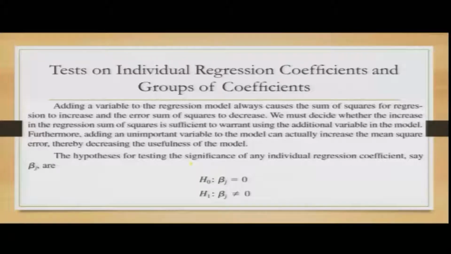We must decide whether the increase in the regression sum of squares is sufficient to warrant using the additional variable in the model. So, we will try to find out the hypothesis that rather than testing the significance of all of them collectively as a group, we will take them individually and try to predict as much as possible.